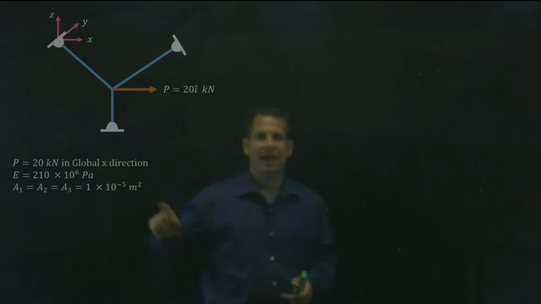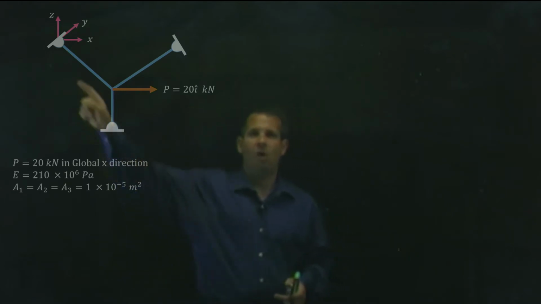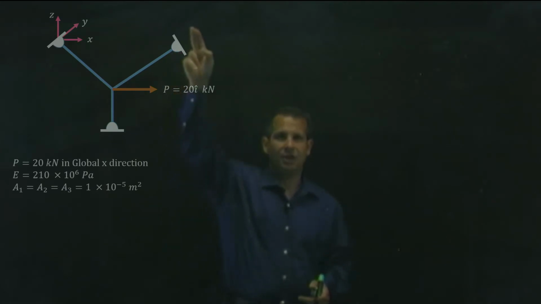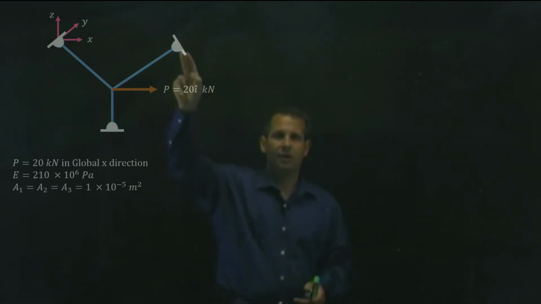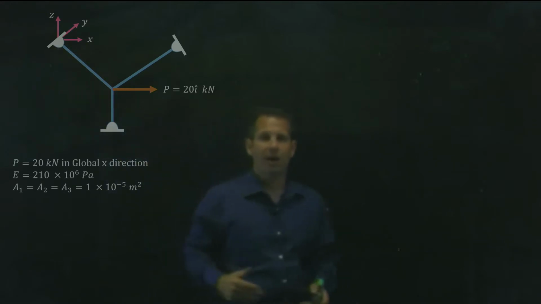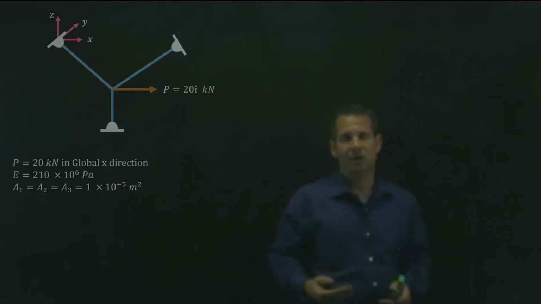At one end of each bar is a pin attached to an immovable wall. So this point of the bar, this point of this bar, and this point of this bar is not free to move in any direction.